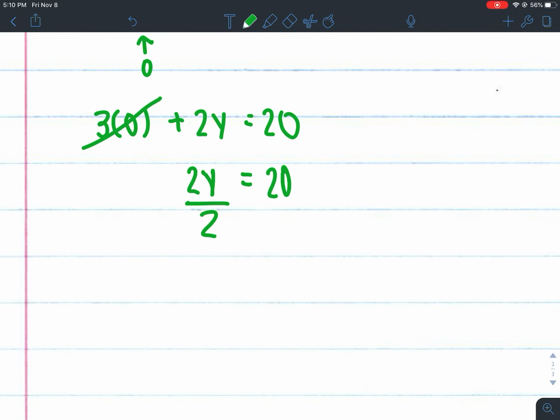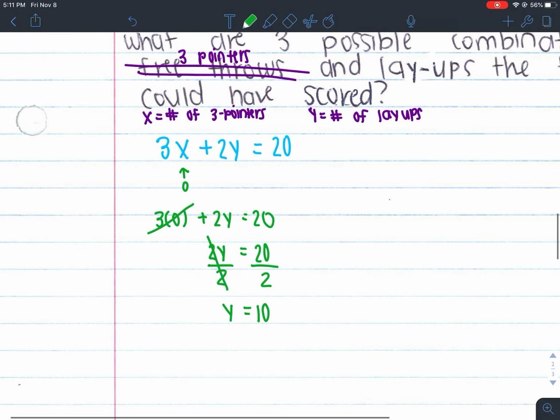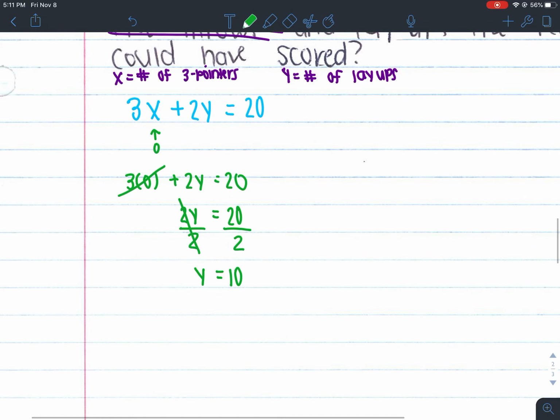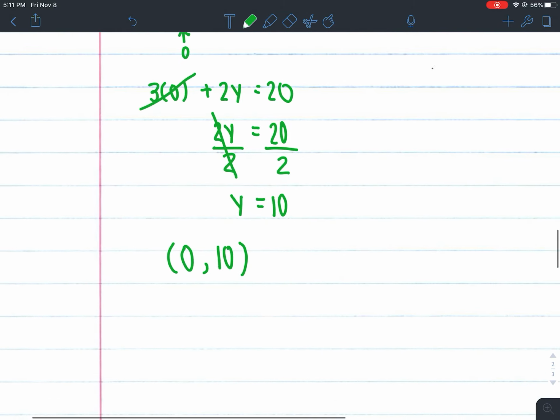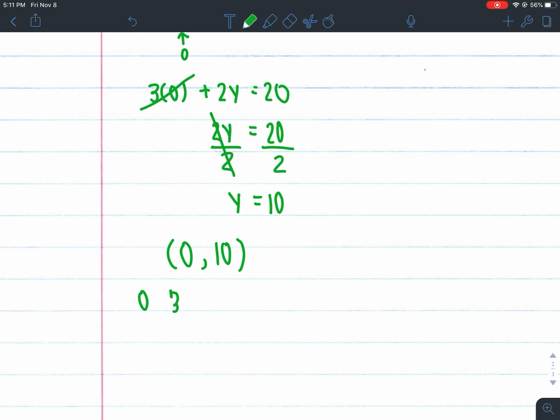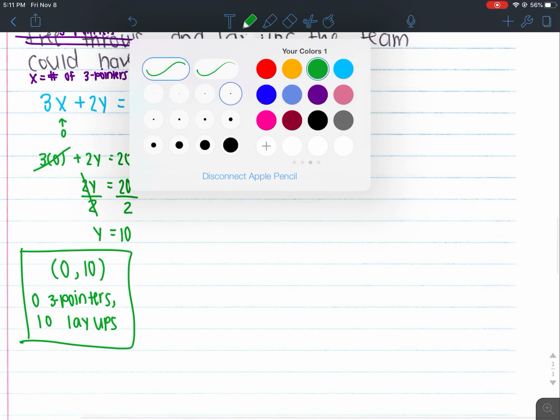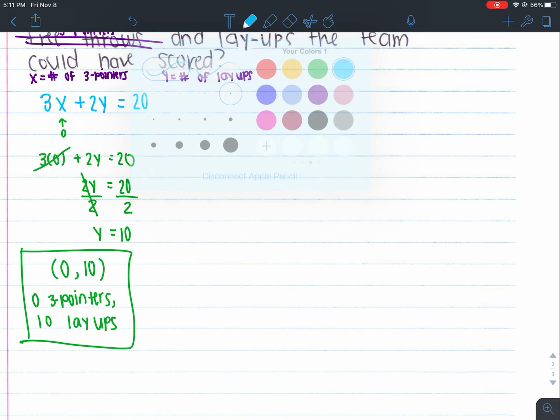Let's go ahead and get y by itself. Divide both sides by 2 and get y equals 10. Well, what does y represent? Y represents the number of layups. So that means if I score 0 3-pointers, I made 10 layups to get those 20 points. So 0 3-pointers and 10 layups equal 20 points. That's one possible combination. We have to come up with 2 more.